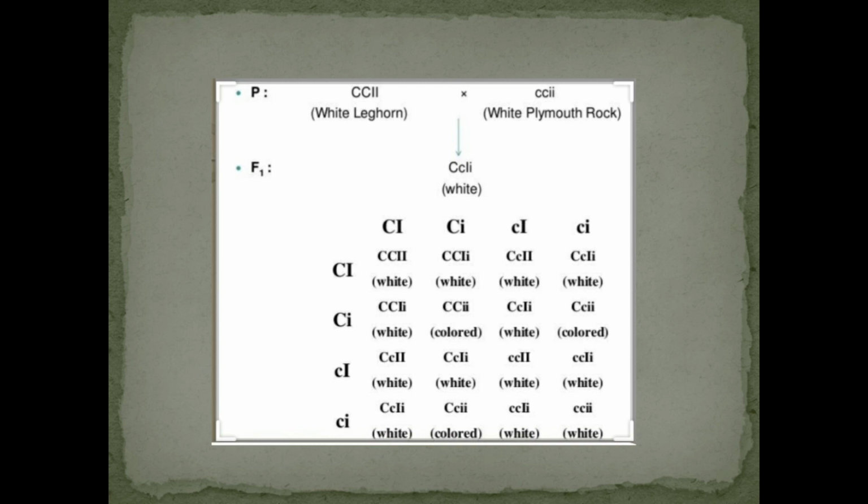Example: in this slide, observe White Leghorn and White Plymouth Rock. These are hens. They are white in color, and colored ones occur.